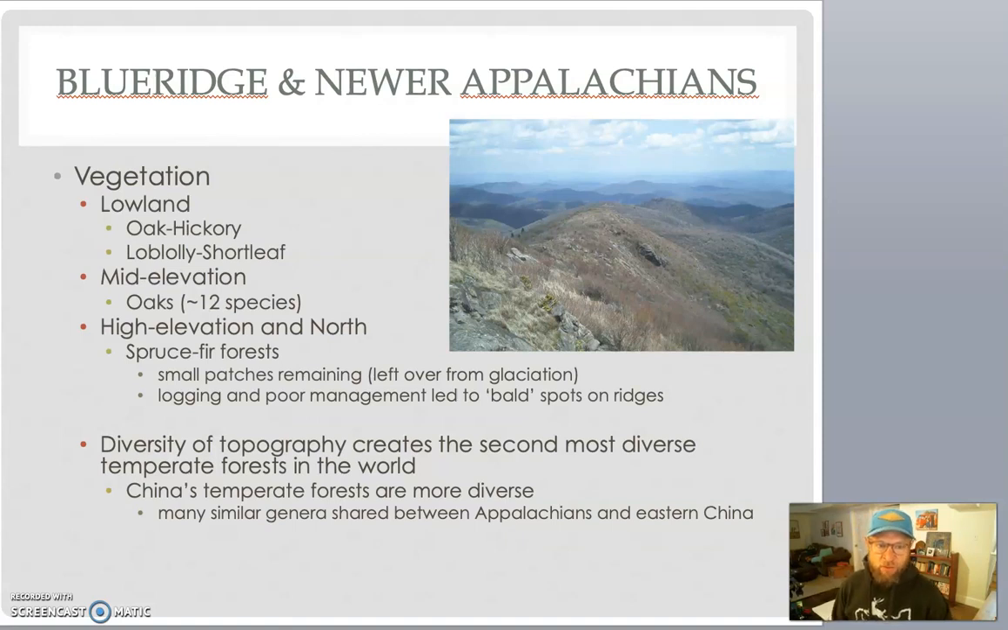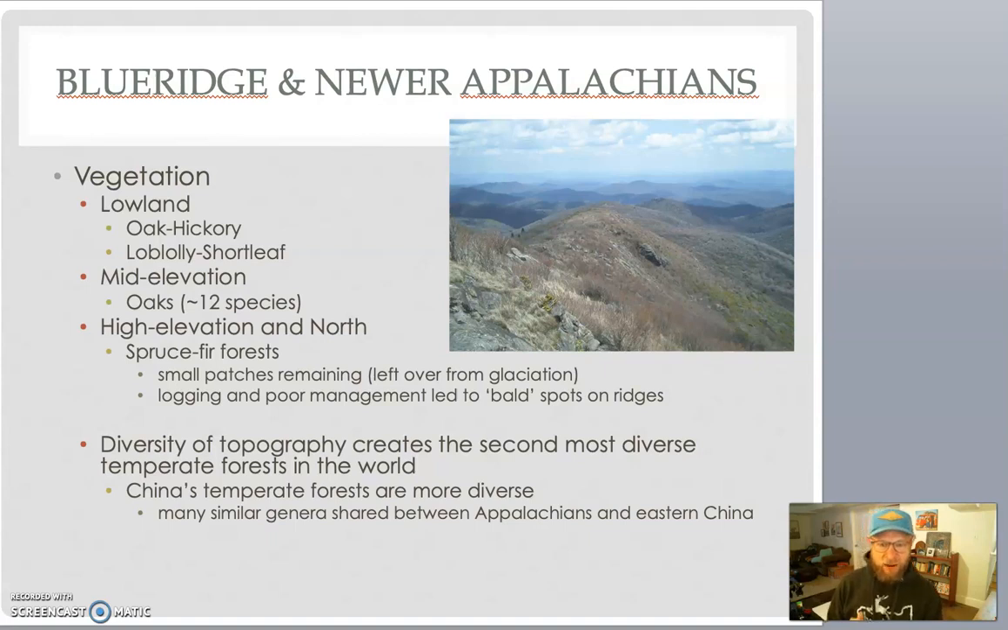So there's several forest cover types to think about in the Blue Ridge and newer Appalachians. In the lowland elevations, we tend to find lots of oak hickory forest and loblolly shortleaf pine. So the drier, warmer areas are going to be dominated by those forest cover types. Mid-elevation in this region is really just an oak-dominated forest, and that's not a forest cover type we talked about. But there's about 12-ish species of oaks that are really dominant in this region. And that's what the forests are throughout much of the mid-elevation range of these physiographic regions.